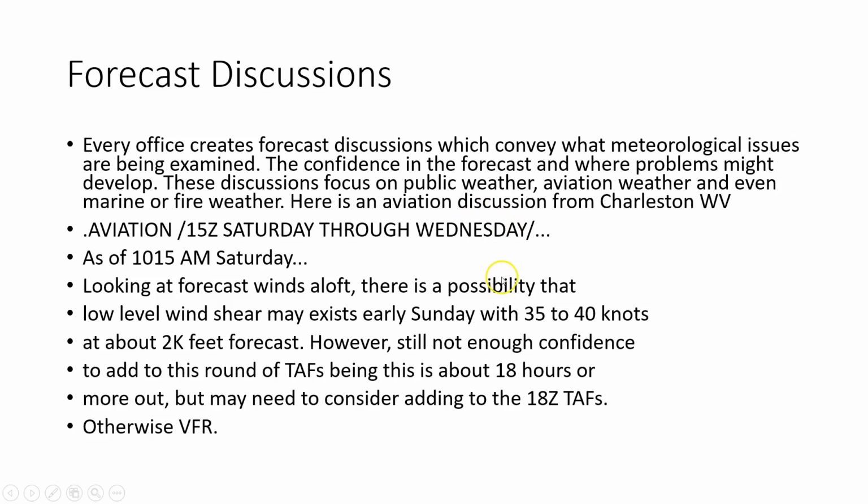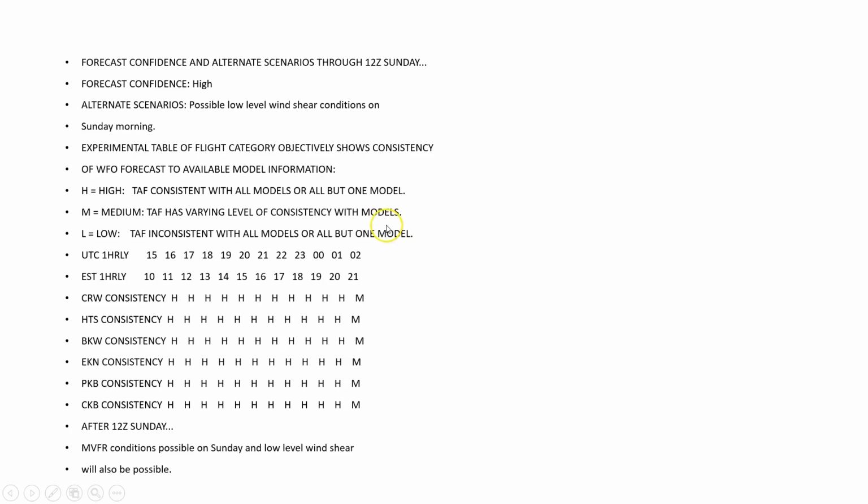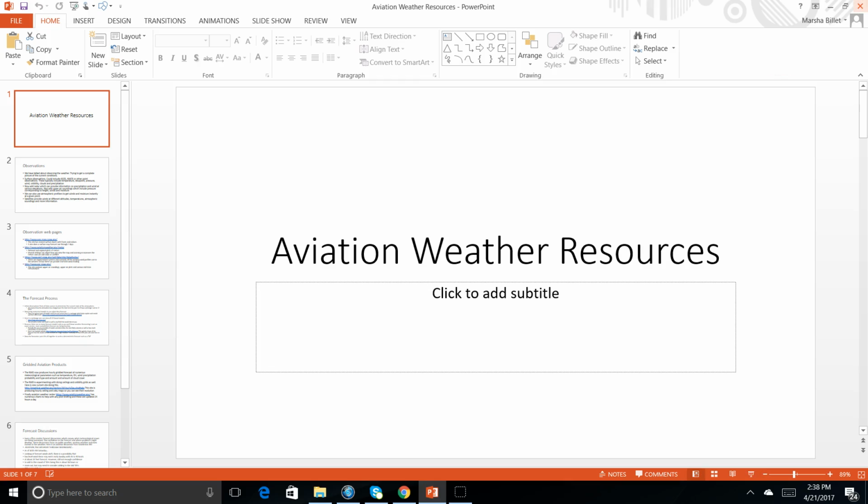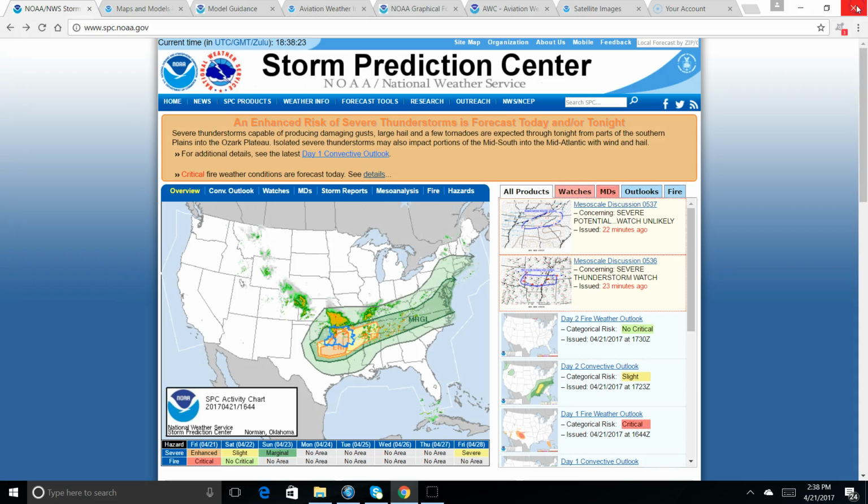Finally, forecast discussions. This one's out of Charleston, West Virginia. It looks in a lot of detail at what's going to be happening and why in the forecast, particularly on the aviation side. And even here, it gives you some possible alternate scenarios, the confidence they have in the forecast, and whether they have a consistent TAF or not, high probabilities, medium probabilities, and what are their concerns for that airport. So these are just some of the things that you can look at in the future.